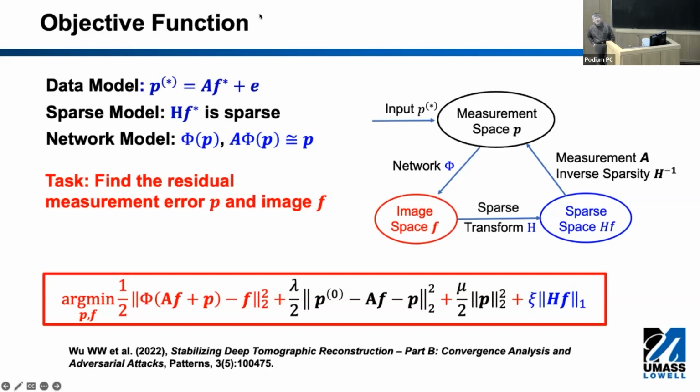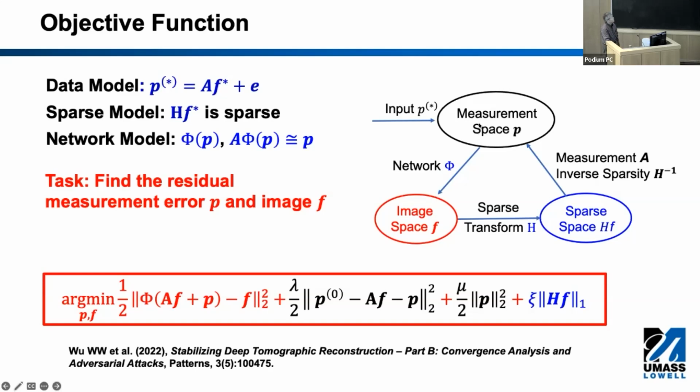To solve the problem, we introduce the residue mechanism. Let us say we take the residue P as an intermediate variable. So our task is to find the residue P and the image F simultaneously. To solve the problem, we need to analyze the variables. Here we have three spaces. One is the measurement space. In the measurement space, we have the input data set. We also have the radial data P.